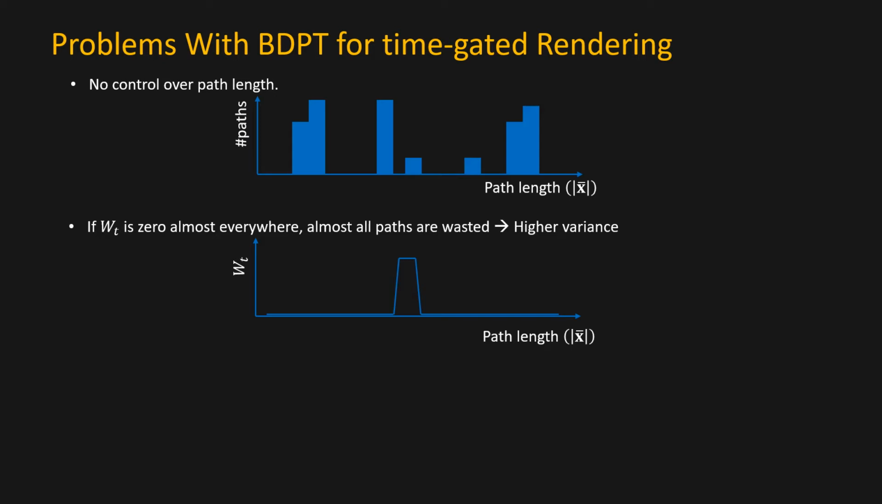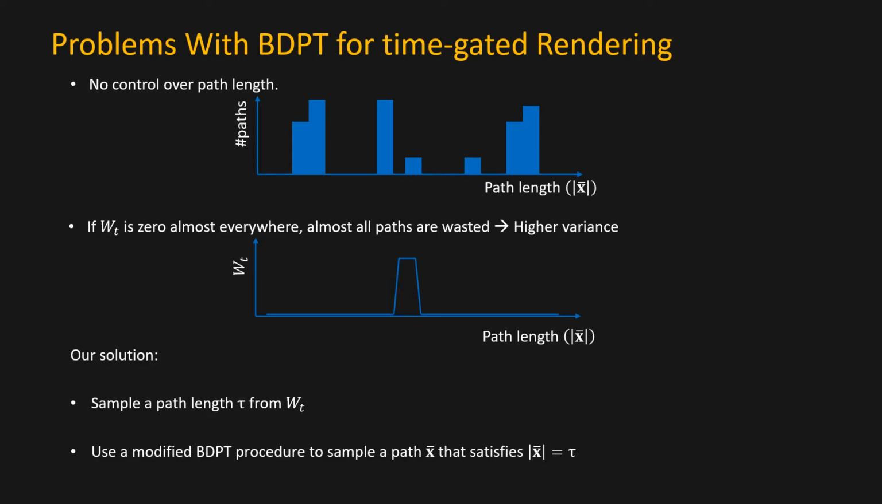What we really need to do is first sample a desired path length value by importance sampling Wt, and then sample a path that maximizes the radiance but is constrained to have total path length |x bar|. Our key contribution is coming up with a way to path sample with a path length constraint.